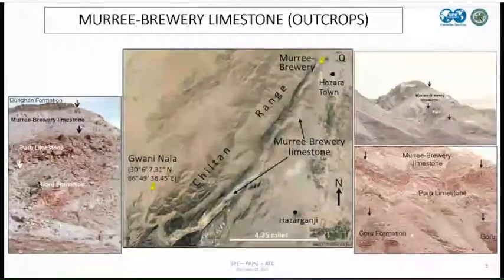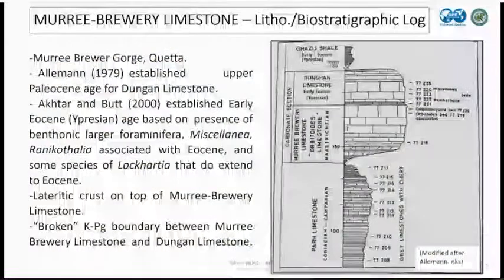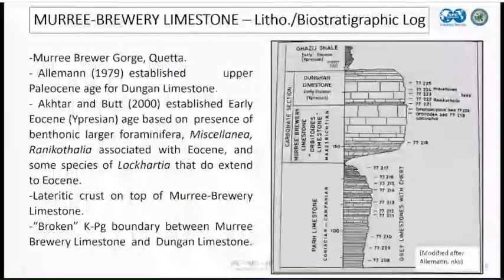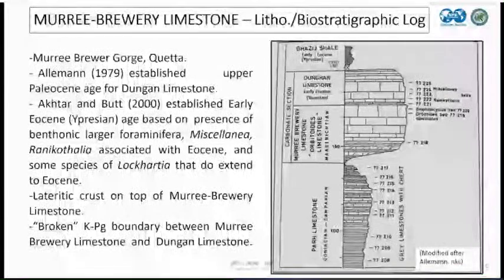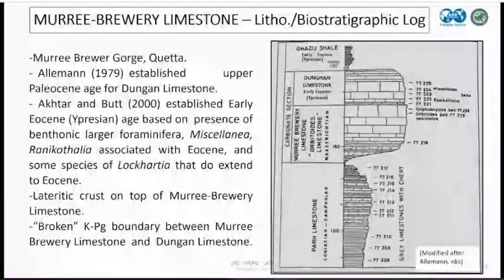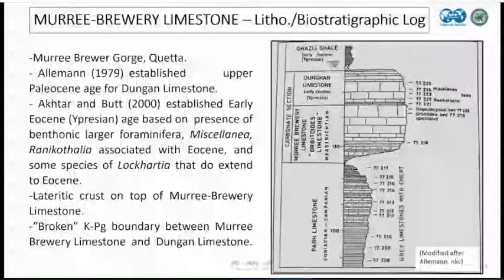It is a modified lithological and biostratigraphic log of Murray Brewery limestone at the gorge after Elman 1979. Elman established Upper Paleocene age for the Dungan limestone above the iron incrustations seen within the carbonate section. The iron incrustations mark the top of Murray Brewery limestone of Maastrichtian age.